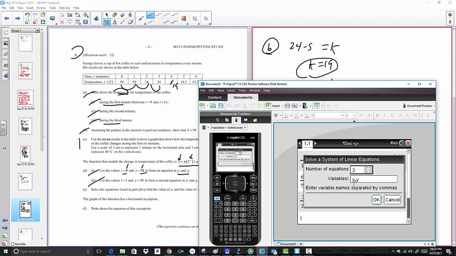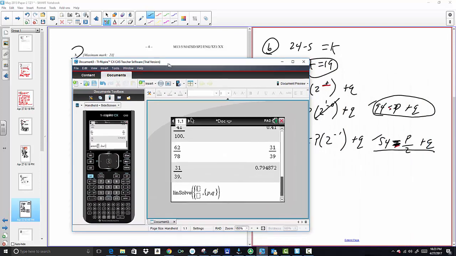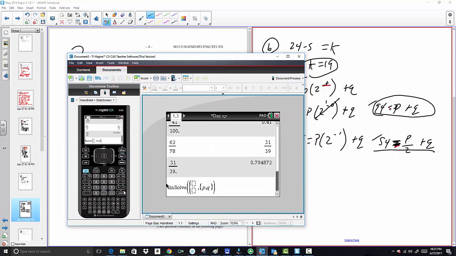So I say I have 2 equations, and the variables, instead of x and y, we're going to change it to p and q because that's what they are for this problem. And that'll allow us to use exact variables. So p, comma, q, and hit OK. Now I'm going to type in the equations that they gave me. So we can see this 94 equals p plus q. The first one, 94 equals p plus q.